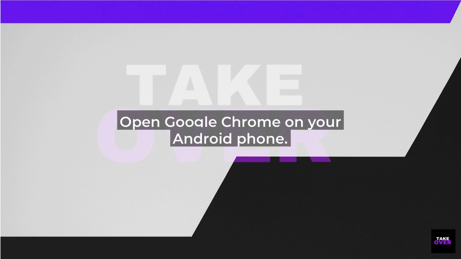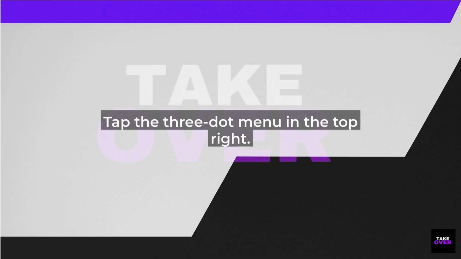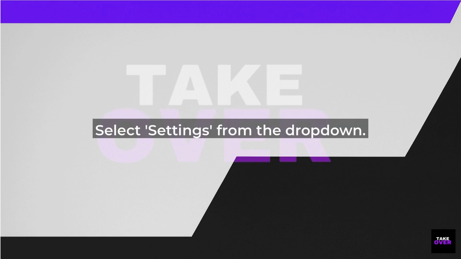Let's dive right in. First, grab your Android phone and open the Google Chrome browser. It's the most common one, but the steps are similar for others like Firefox. Start by tapping the three-dot menu icon in the top right corner of the screen. This will bring up a drop-down menu. Go ahead and select Settings from the list.